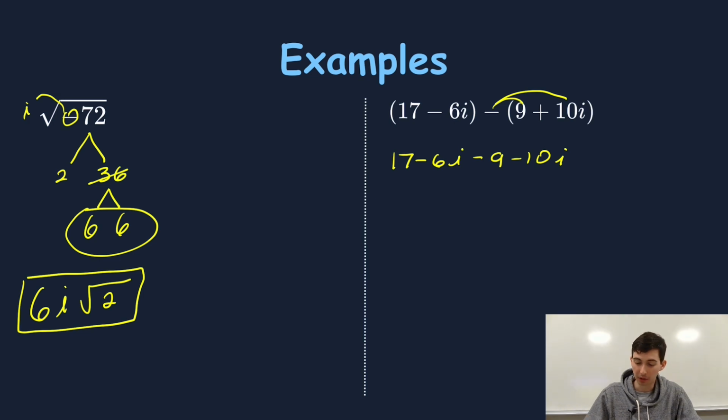Now let's find our like terms. Well, I've got this 17 minus 9. That's going to give me 8. And then negative 6i minus 10i leaves me with negative 16i.